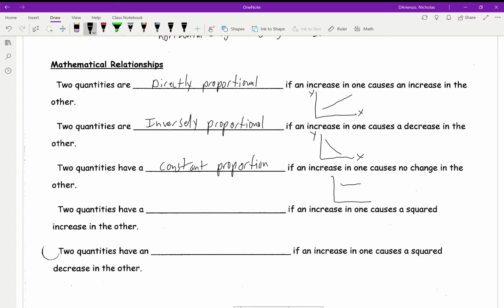Two quantities have a direct squared proportion if an increase in one causes a squared increase in the other. And we'll see this as a rapidly increasing line.